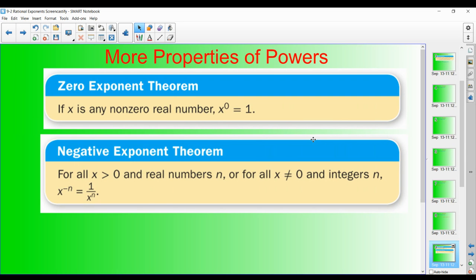Some other theorems that come from this: anything to the 0 power is 1. And if we have a negative exponent, we can put it in the denominator. So a negative exponent does not mean that it gets you a negative answer. It just means that the n power is in the denominator. And these both come from proofs that I can show at office hours.